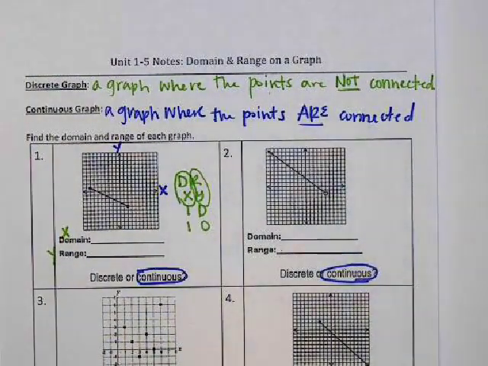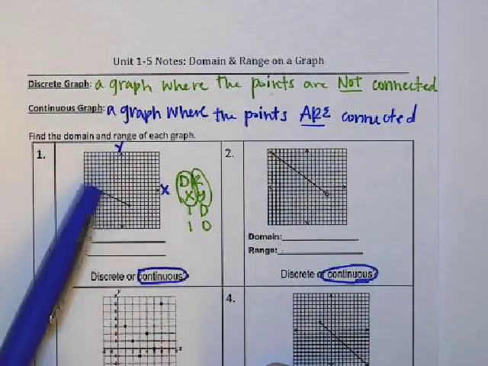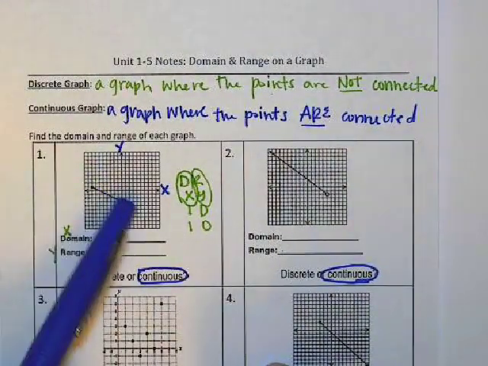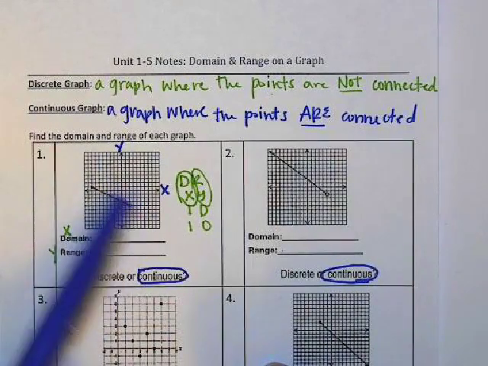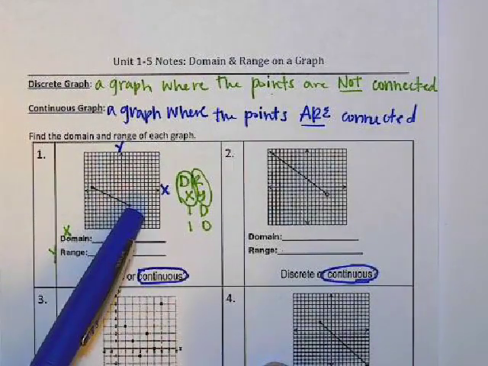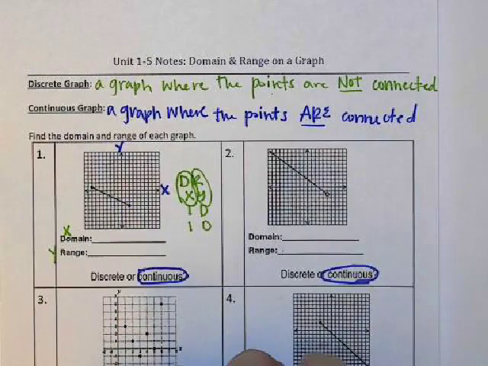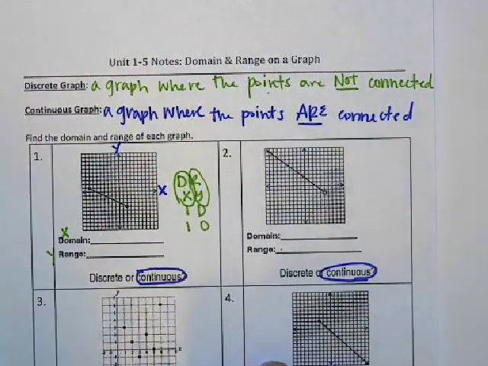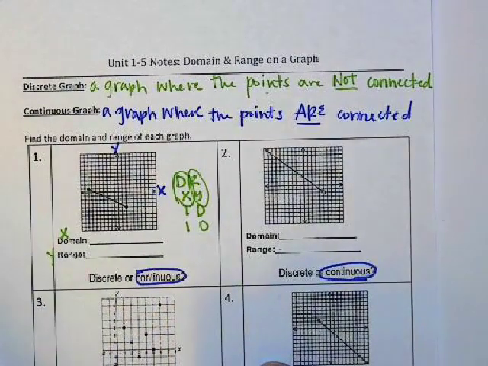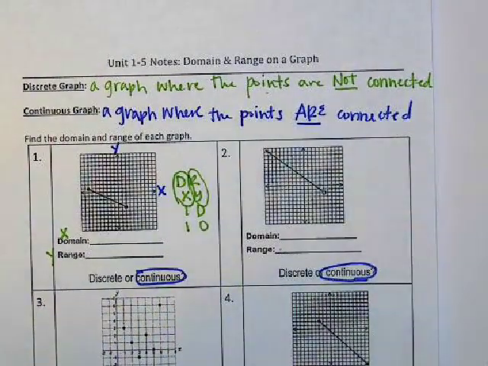All right, now, I want to know my domain and range. All right, so that's my x's and my y's. I want to know all the x's that are on this line. And I want to know all the y's that are on this line. In order to do that, I want to know my smallest x and my largest x. Then I want to know my smallest y and my largest y. Okay, so what we're going to do is we are going to find the endpoints.